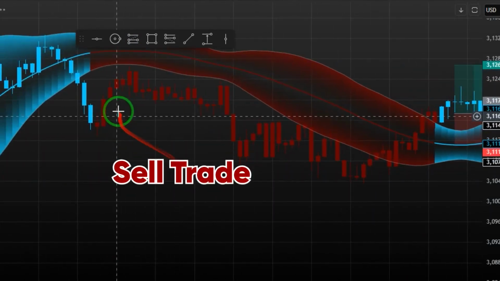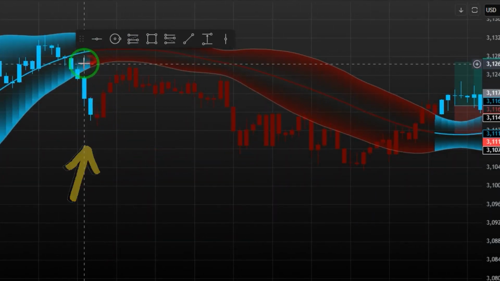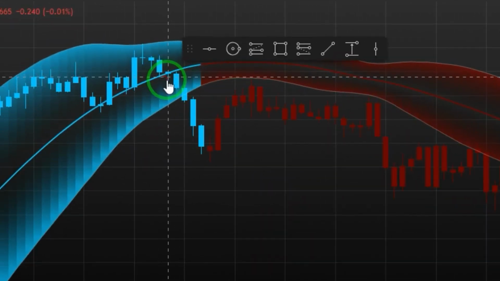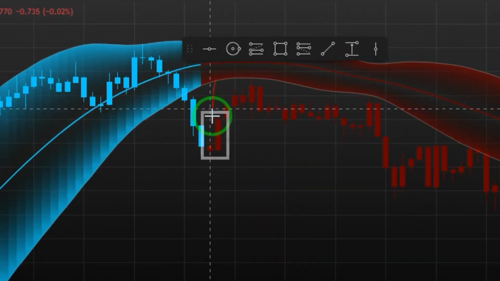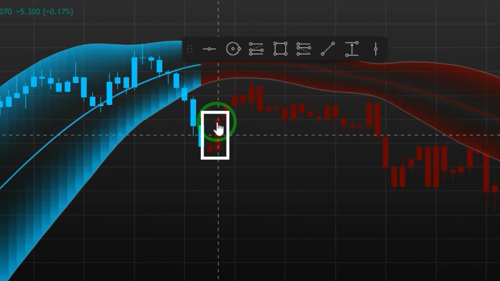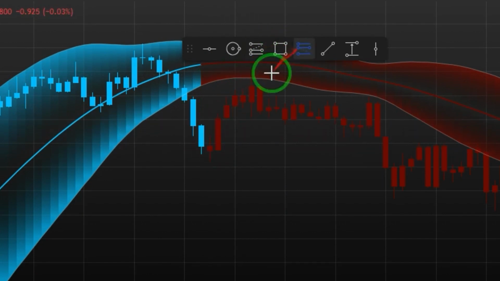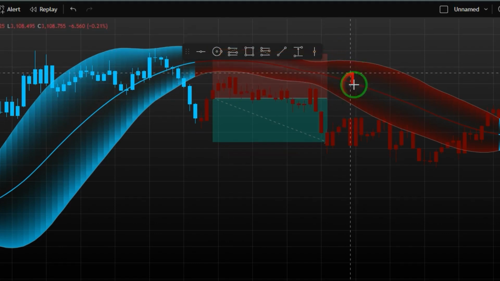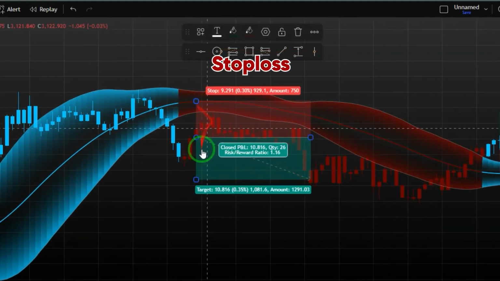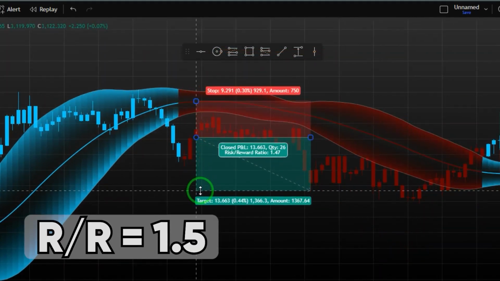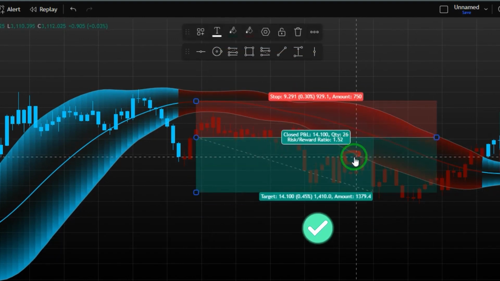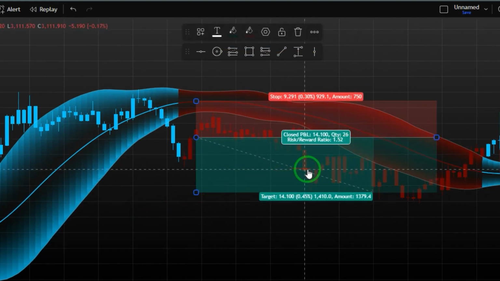Or for a sell trade, you can see that at this point, we find a strong sell signal with the color change. Now we wait for 2 bearish candles to form below this line. Now we can enter the sell trade, set your stop loss a little above this line, and consider a risk to reward ratio of 1 to 1.5 for take profit. Now wait for the trade to close with profit.